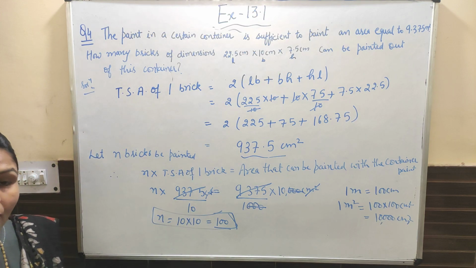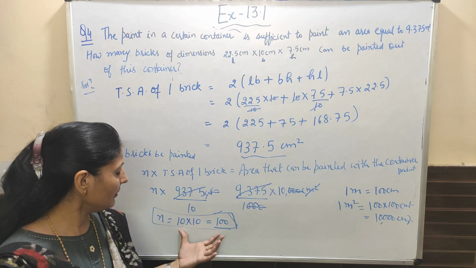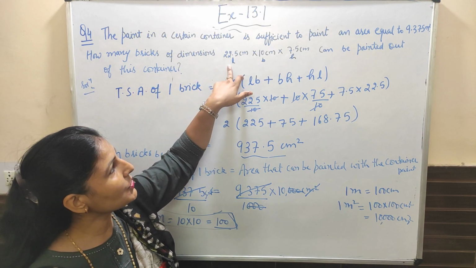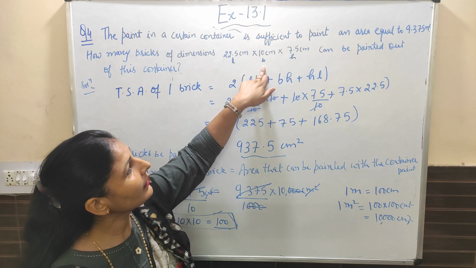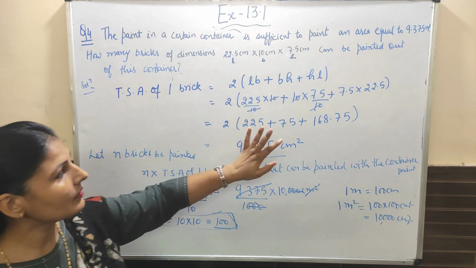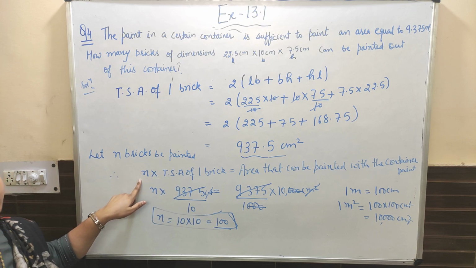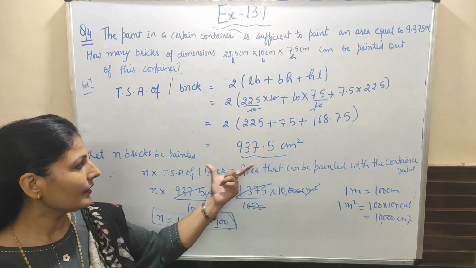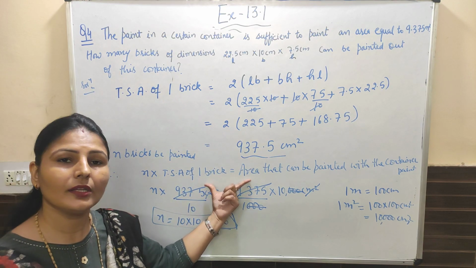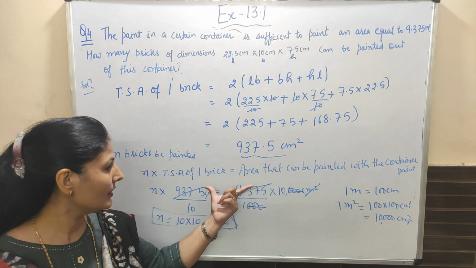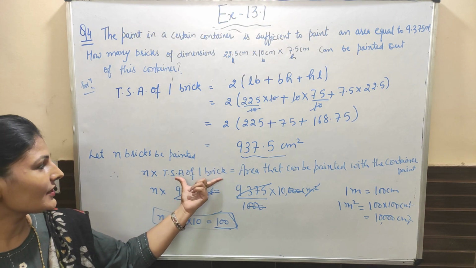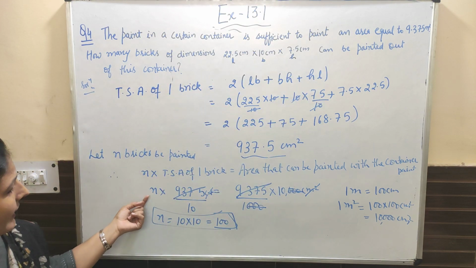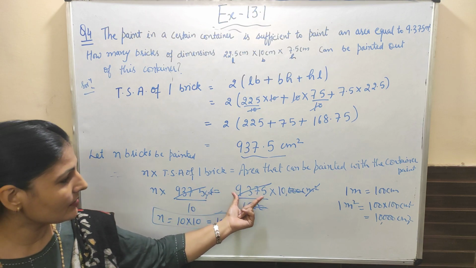Okay, the area of 100 bricks can be painted out. Here we have been given the dimensions of one brick and the area that can be painted out. We have to find how many bricks can be painted. So first we have to calculate the total surface area of one brick. Then use this equation. This is very important. This step should be clear. n into the total surface area of one brick is equal to that area. Put in the value of the area and solve it.